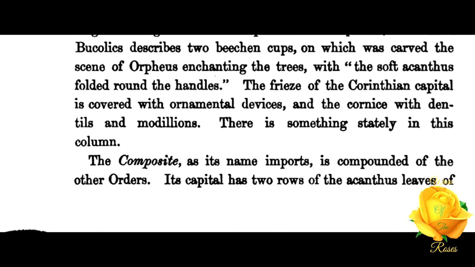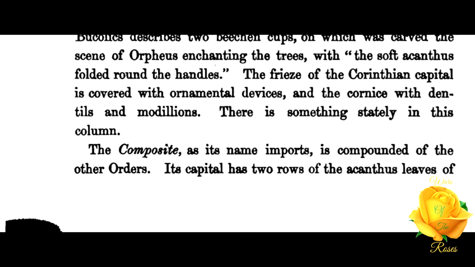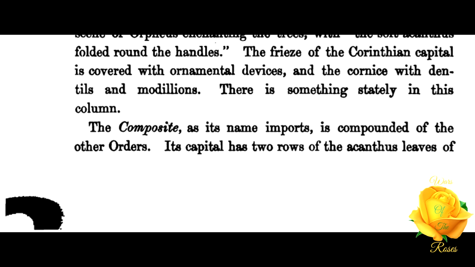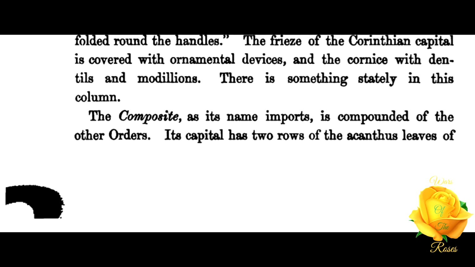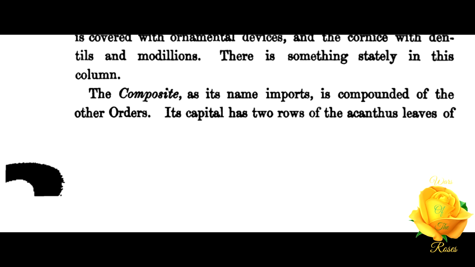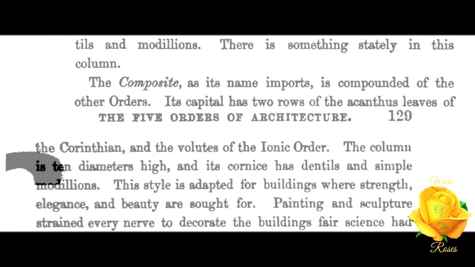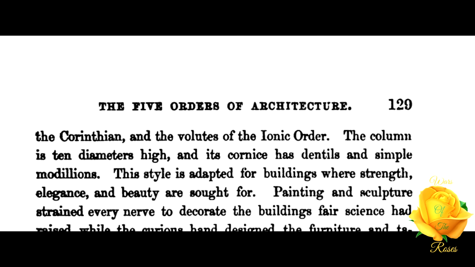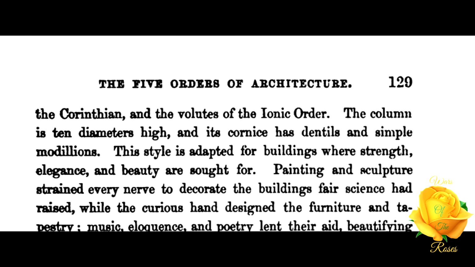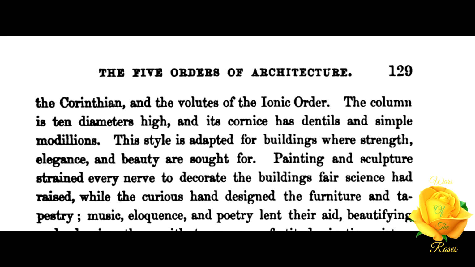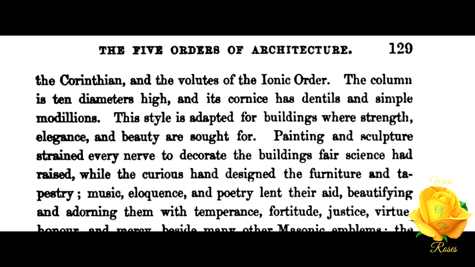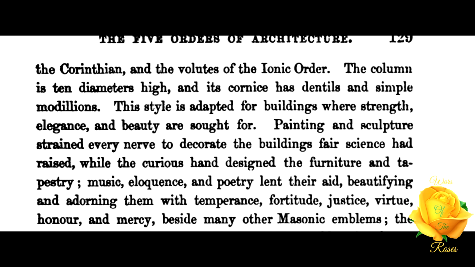The frieze of the Corinthian capital is covered with ornamental devices, and the cornice with dentils and modillions. There is something stately in this column. The composite, as its name imports, is compounded of the other orders. Its capital has 2 rows of the acanthus leaves of the Corinthian and the volutes of the Ionic order. The column is 10 diameters high, and its cornice has dentils and simple modillions. This style is adapted for buildings where strength, elegance, and beauty are sought for.